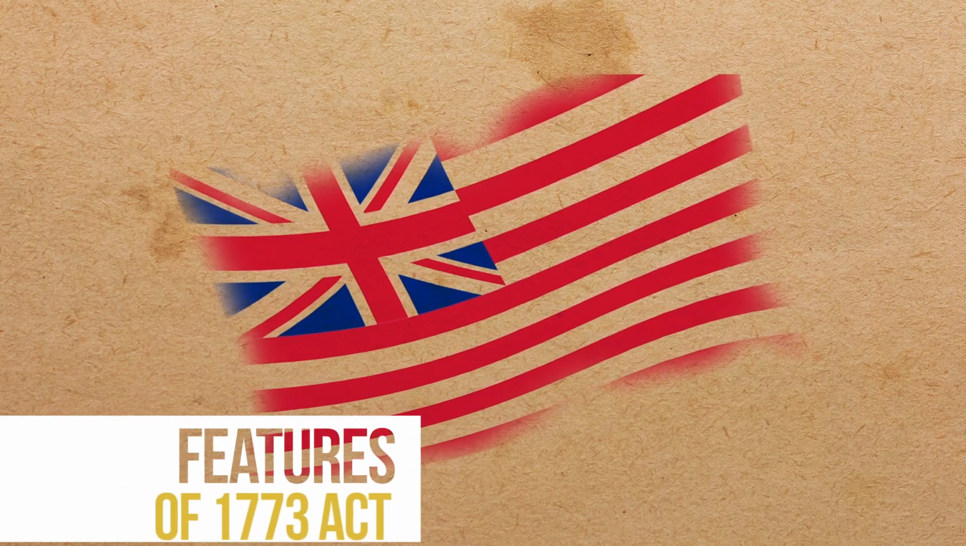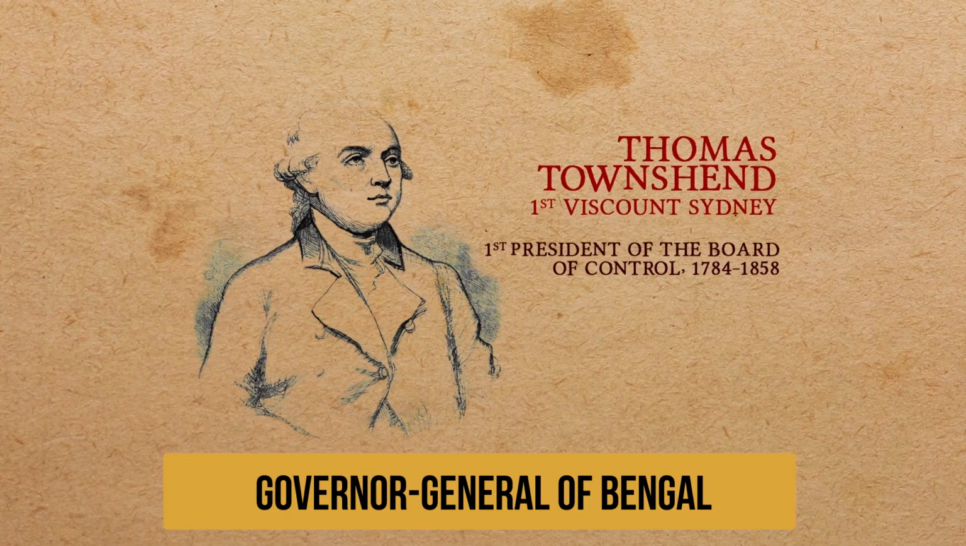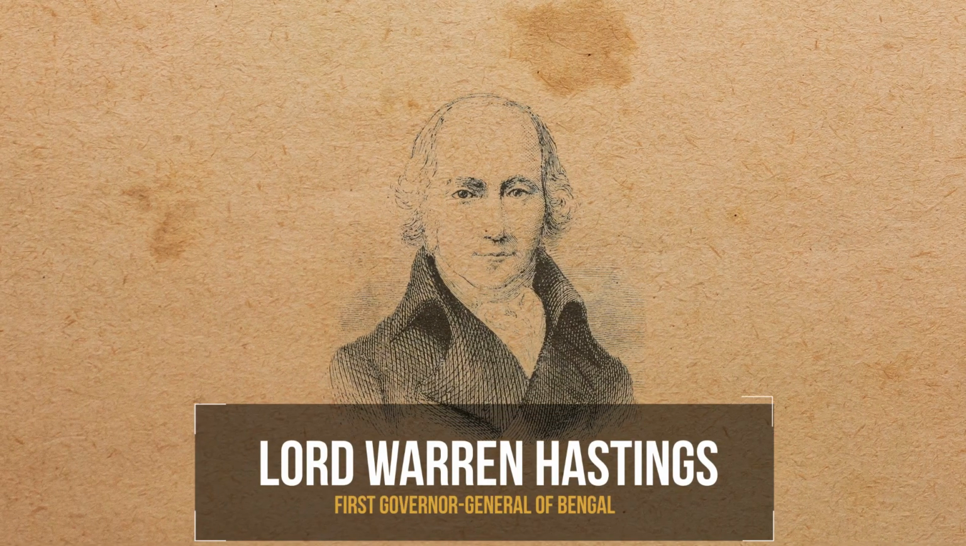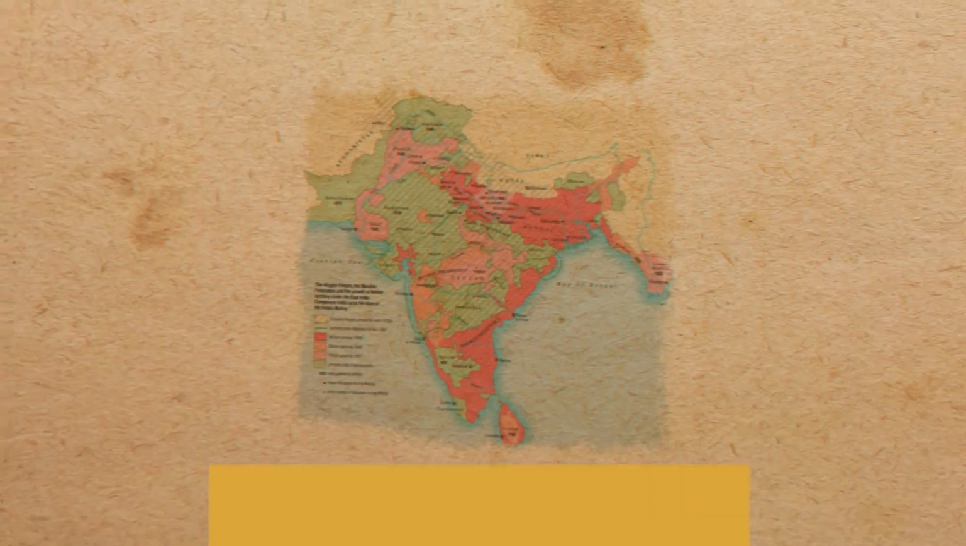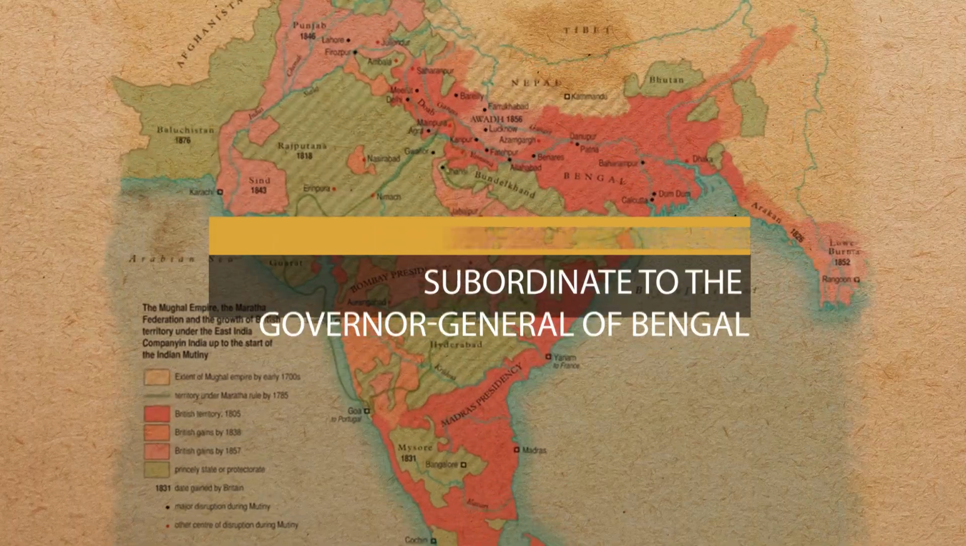Features of the 1773 Act. The Governor of Bengal was designated as the Governor General of Bengal, and an Executive Council of four members was created to assist the Governor General. The first Governor General of Bengal was Lord Warren Hastings. The Governors of the Bombay and Madras presidencies were subordinate to the Governor General of Bengal.